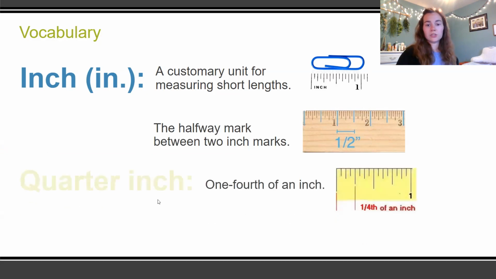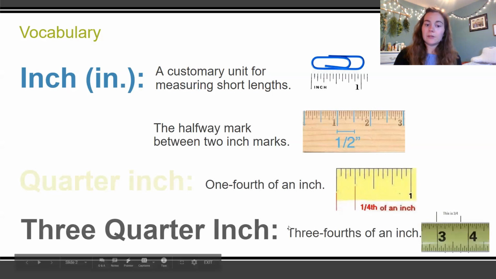And quarter inch, 1/4 of an inch. So between this 0 inch mark and this 1 inch mark, we're going to be looking for 1/4 of an inch. So we jump here, this is 1/4. This line is not quite as long as the half inch line, but it is longer than these other ones. So this is 1/4, and then 3/4 inches, 3/4.